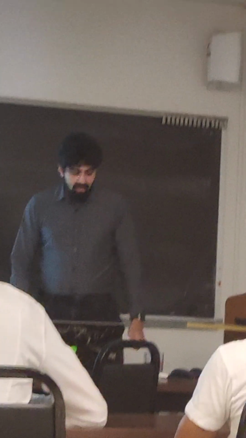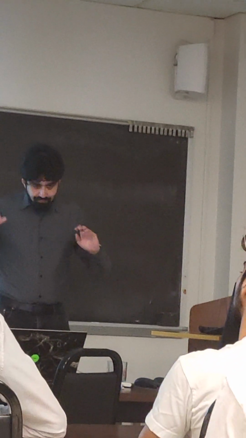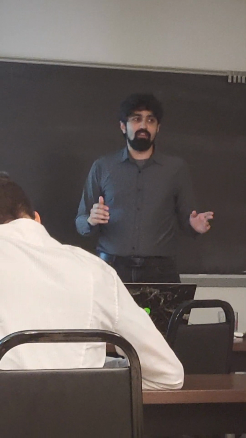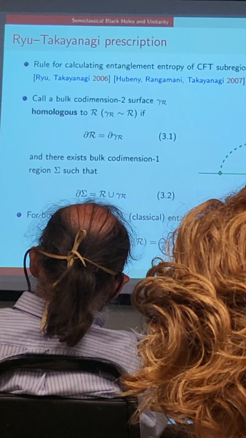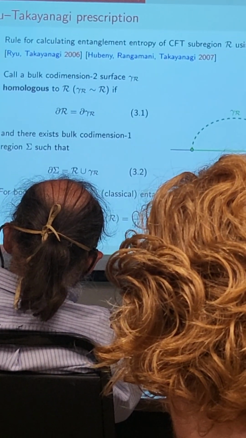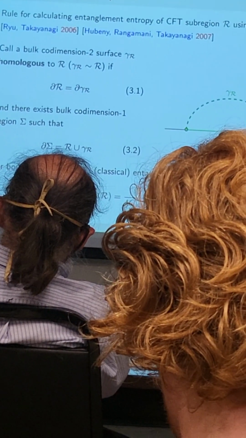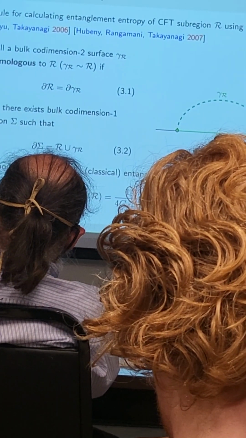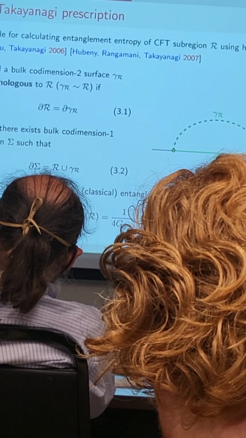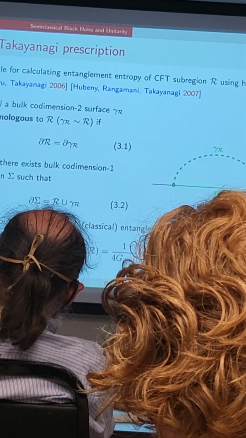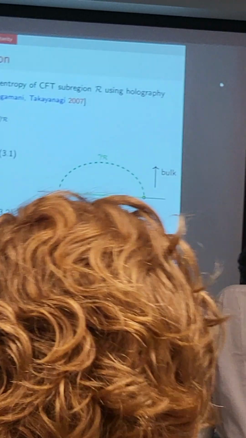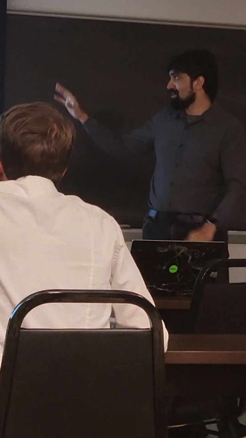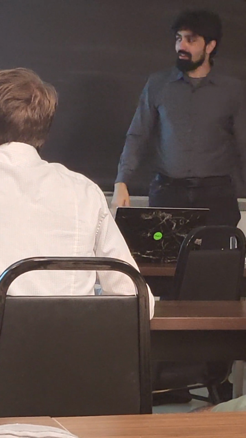So how do we think about entanglement in AdS/CFT? The starting point is Ryu-Takayanagi, which is an entry of the holographic dictionary, which tells you how to compute entanglement entropy of the CFT subregion R in terms of some bulk quantities. So I call a bulk codimension 2 surface, which I'll just denote as gamma R, homologous to R. I've heard people say this is not the same homology as what mathematicians will call homology, but I'm not too sure about that. So this is the working definition that I'll be going with.